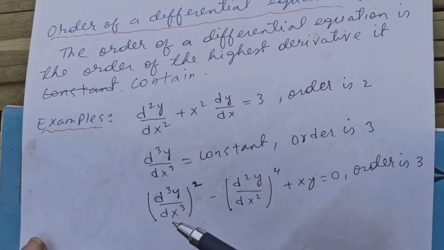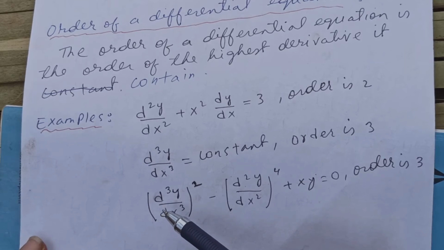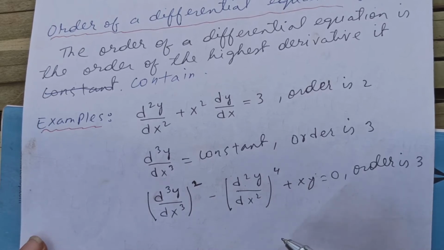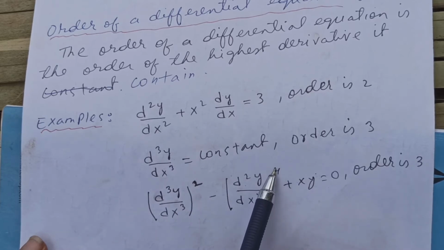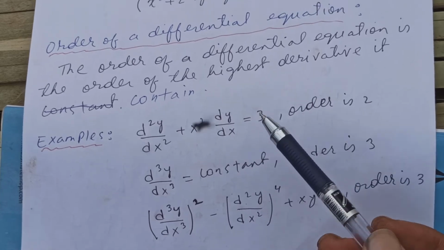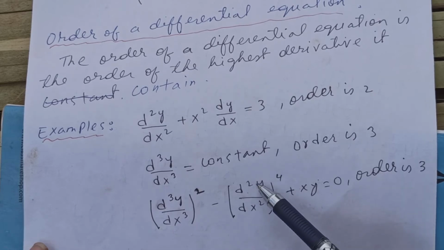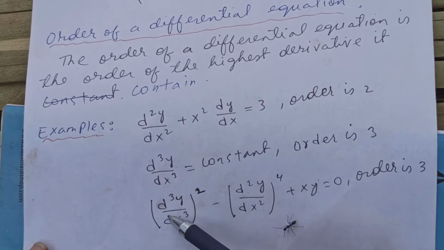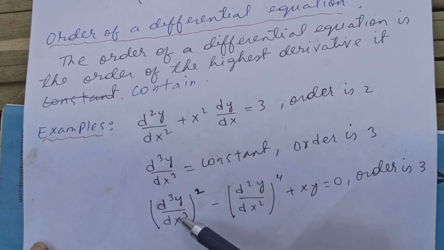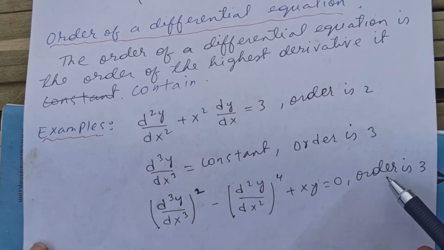And next, do not confuse this one: (d^3y/dx^3)^2 - (d^2y/dx^2)^4 + xy = 0. Here you may say that the 2 and 4 are bigger, but no, we do not look at the power. The order is nothing but the highest derivative. This one is differentiated 2 times, this one 3 times, so the highest derivative is 3, therefore the order is 3.